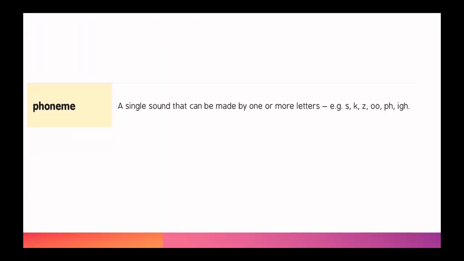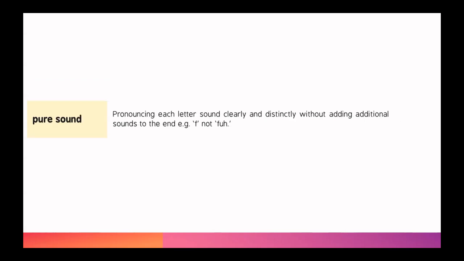The first word that we have here is a phoneme. Now, what is a phoneme? So a phoneme is a single sound that can be made by one or more letters. For instance, k is a phoneme, b is a phoneme. So all of those are single sounds, okay? A phoneme is a single sound that can be made by one or more letters. When it says more letters, you might have the trigraphs, as you can see from the video, the IGH, which is a combination of letters, and of course, it makes one sound. So that is what a phoneme is.